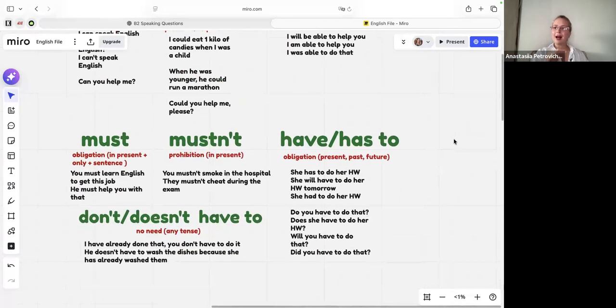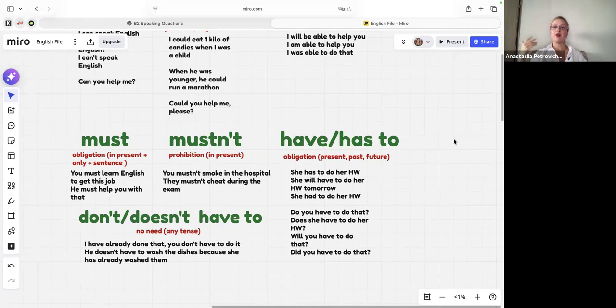Then we have must when we have some obligation to do something, and we have mustn't when we have some prohibition to do something, right? And we use them only in the present. However, if we need to use something like must in future, in past, we use its equivalent have to or has to, right? For he, she, it. And then we just say whatever we want to say.